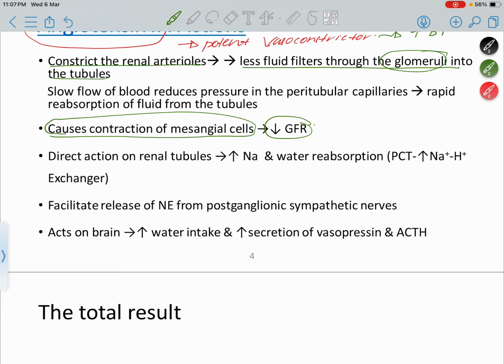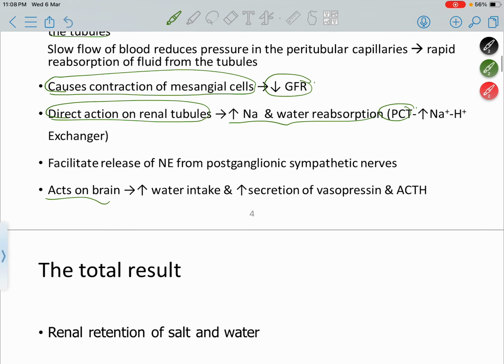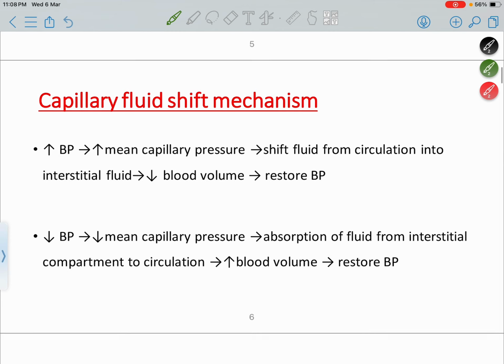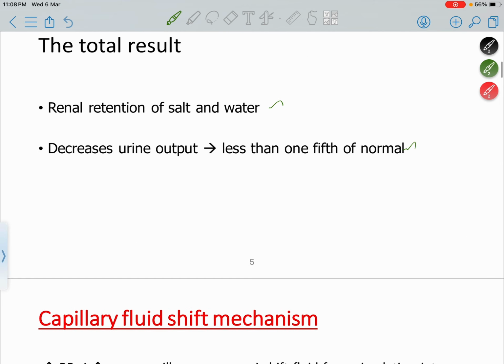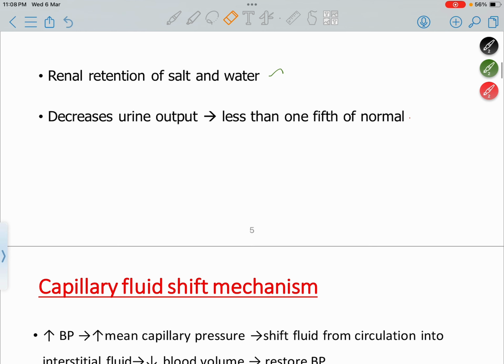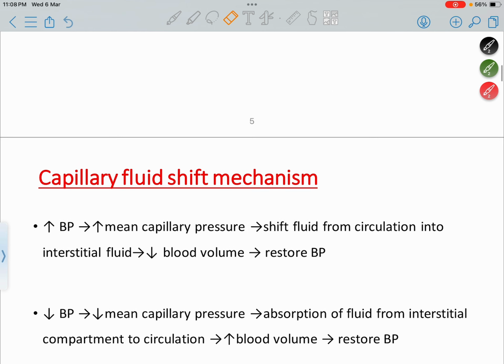Then it has a direct action on the renal tubule. What is the action, you know? It increases sodium and water reabsorption from the proximal convoluted tubule. Then it acts on the brain, increasing water intake and secretion of vasopressin and ACTH. So the total result is renal retention of salt and water and decreased urine output. When urine output is decreased, the blood volume increases, and when the blood volume increases, the BP is increased.